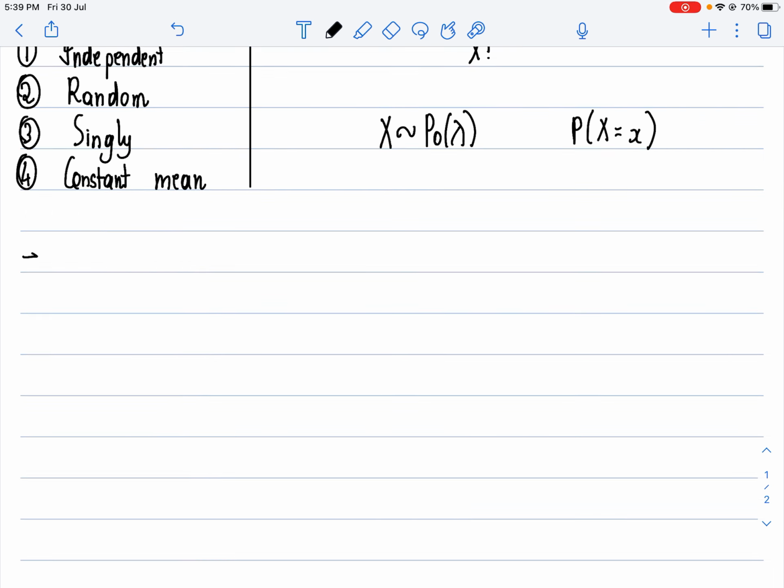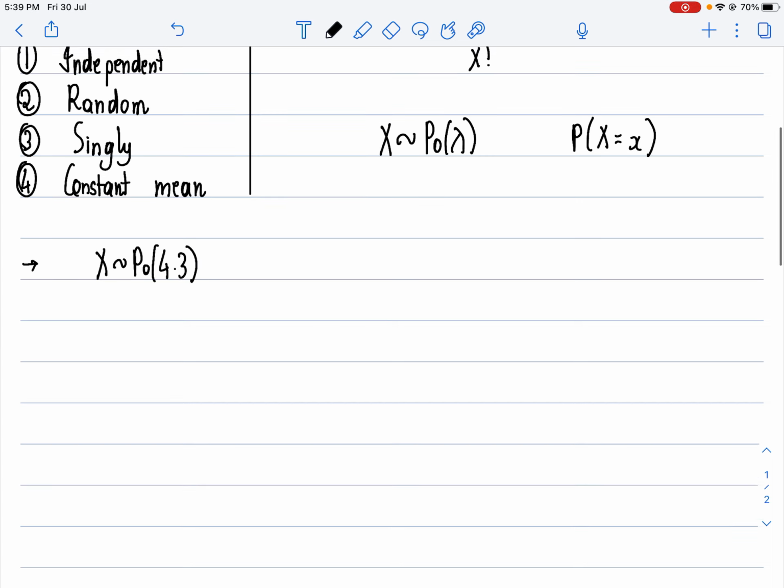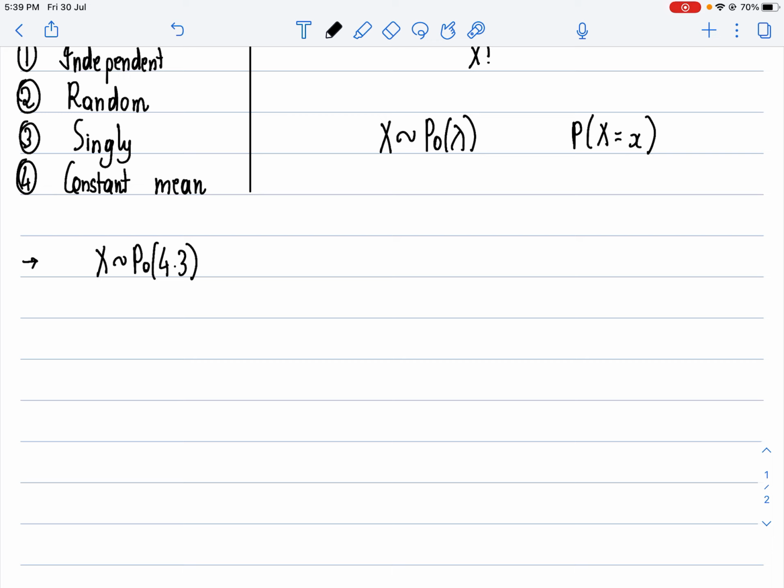Let's say I get that X is distributed as Poisson with a lambda of 4.3. This is my question. Now I need to calculate the probability that X is equal to 6. How do I calculate something like this? You know that your x value here is 6 and your lambda is 4.3, so write your lambda as 4.3 and your x as 6.